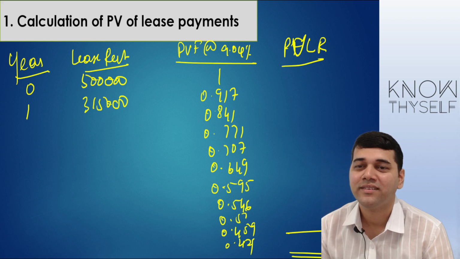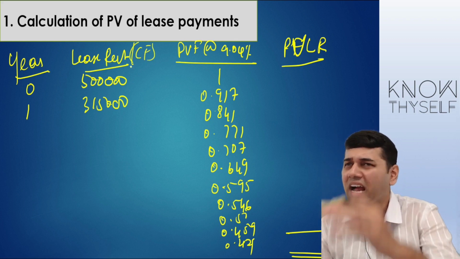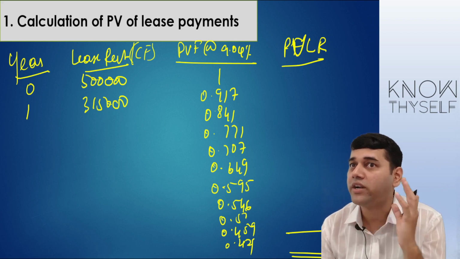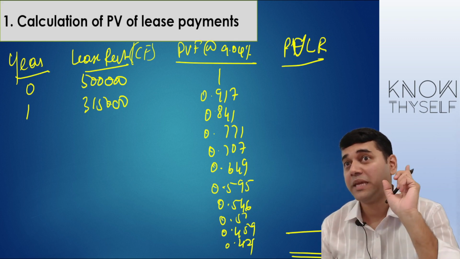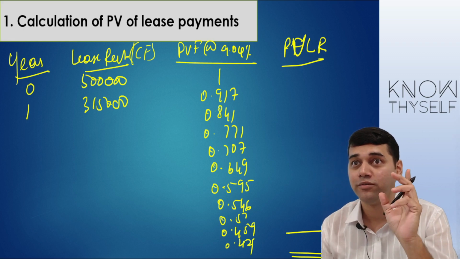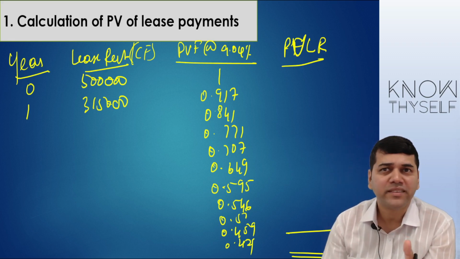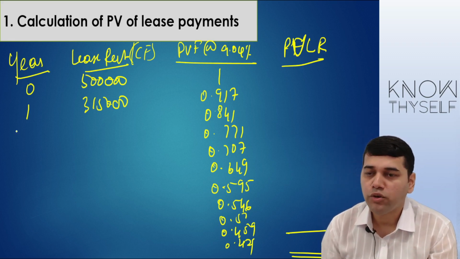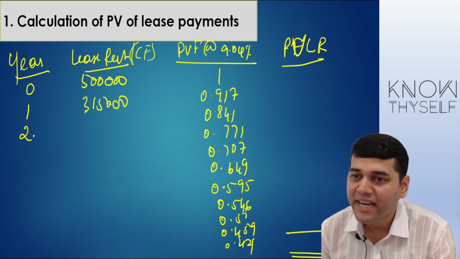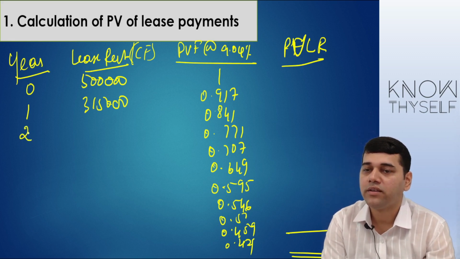Which one? Cash flow is better. Lease rent, you say CF, cash flow, whatever. But I have been telling, think contractually. Contractually, I am a lessor. I will not keep quiet if you delay. This makes sense, no?